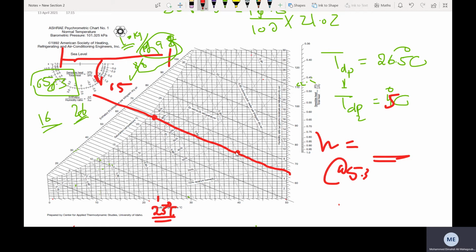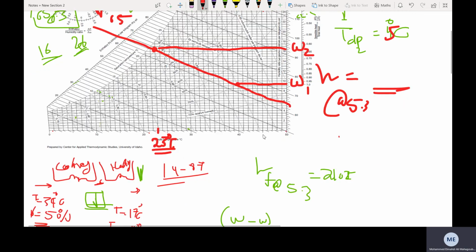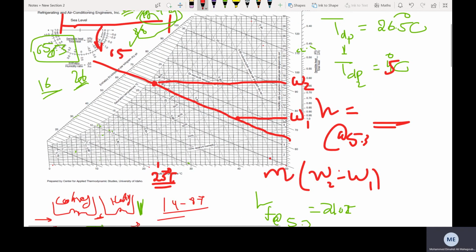And then what is the amount of water? As I've always told you, this is omega 2, this is omega 1. So it is going to be m dot of air times omega 2 minus omega 1, because this is the change of humidity. And this change of humidity is going to be supplied by the water that was sprayed.